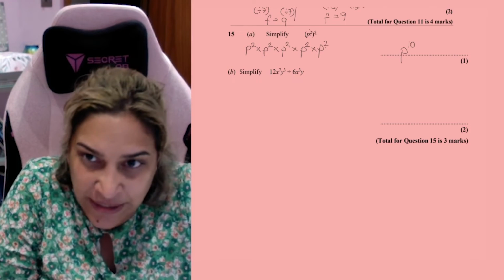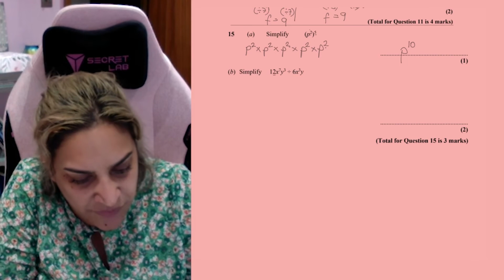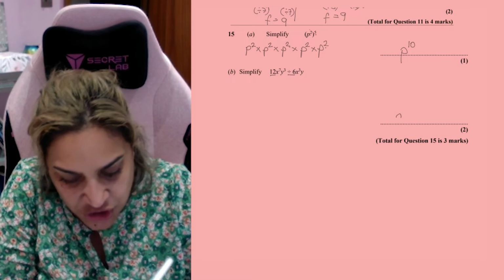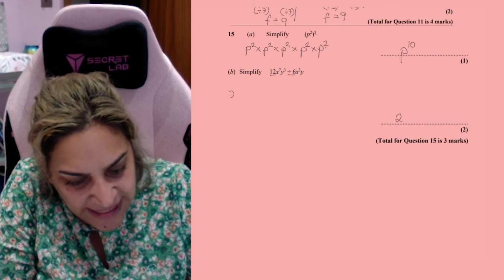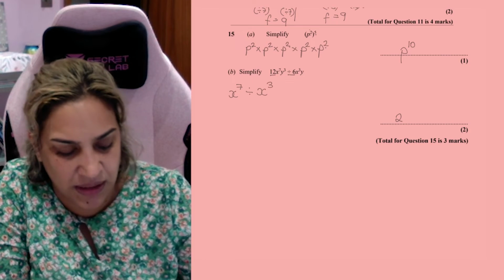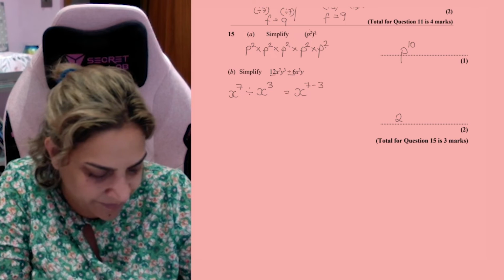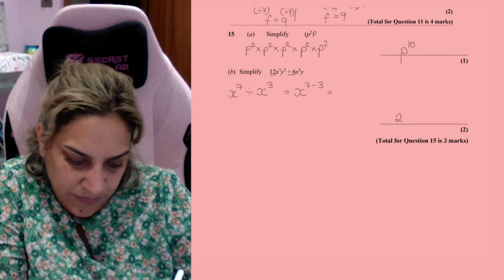We've now got to simplify. Remember, we treat each thing on its own. So we're going to do 12 divided by 6, gives us 2. Then we've got x to the 7 divided by x cubed. Now here, when we've got indices, we do 7 minus 3 to give us 4.